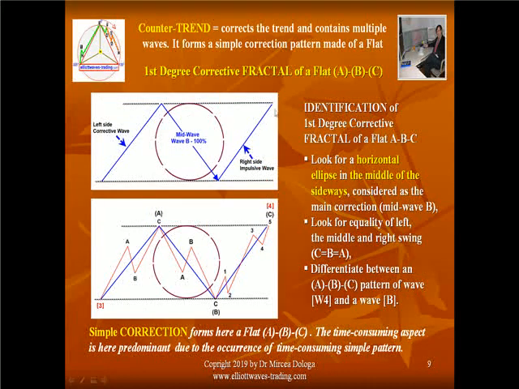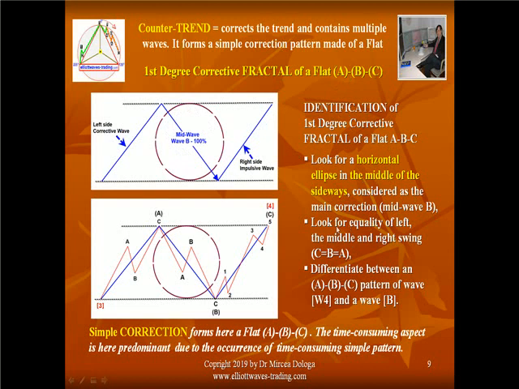First-degree corrective fractals of a flat ABC. Identification of the first-degree corrective fractals of an ABC. Look for a horizontal ellipse in the middle of the sideways. Here is the middle of the sideways. Consider it as the main correction, mid-wave B.